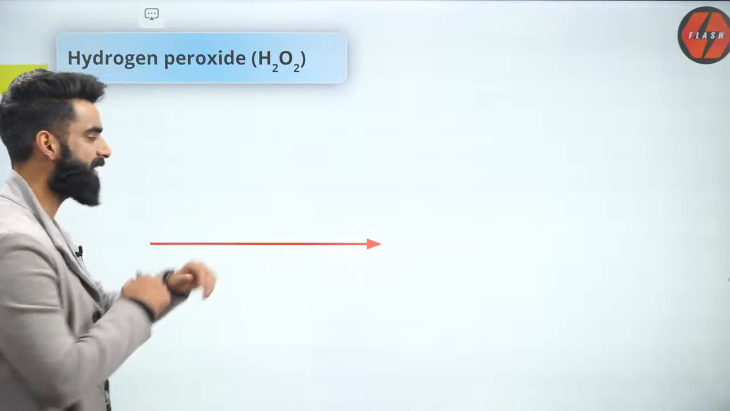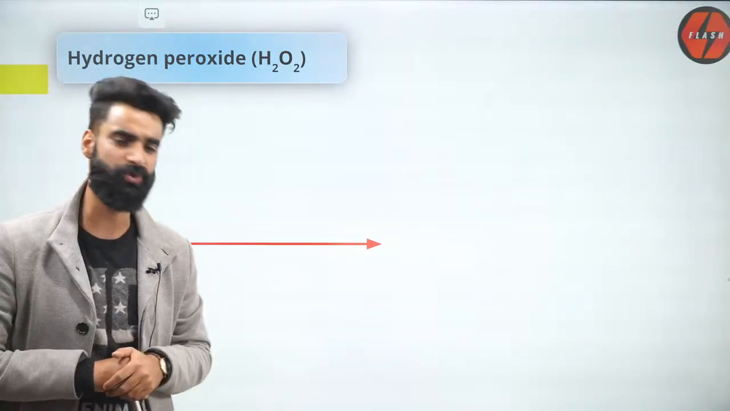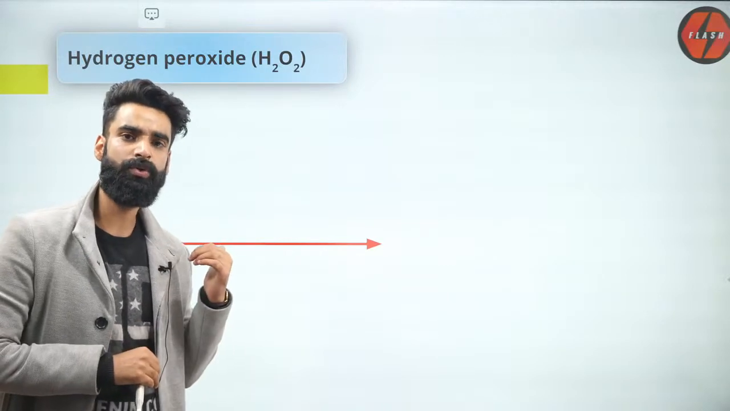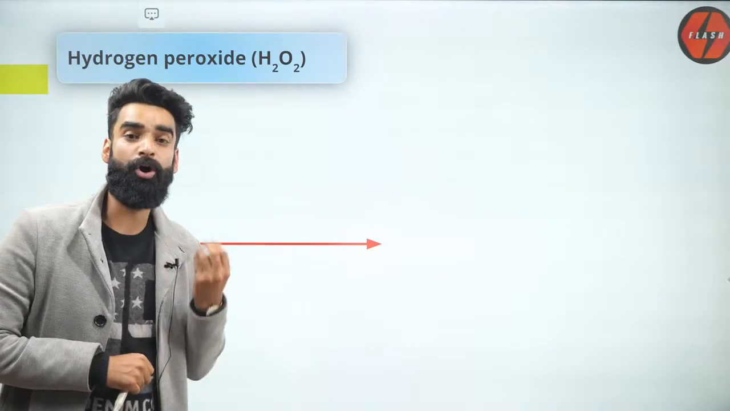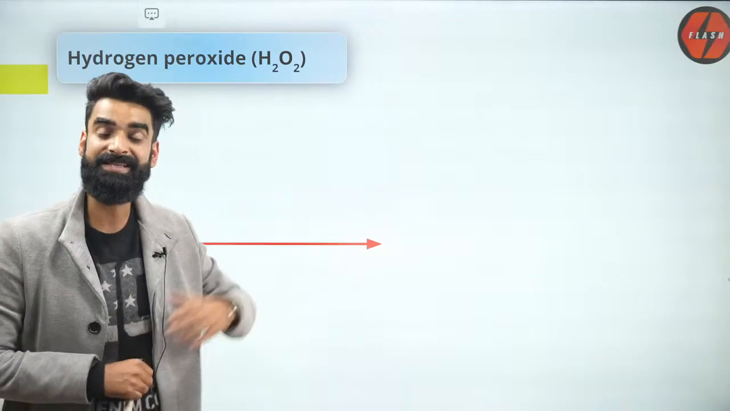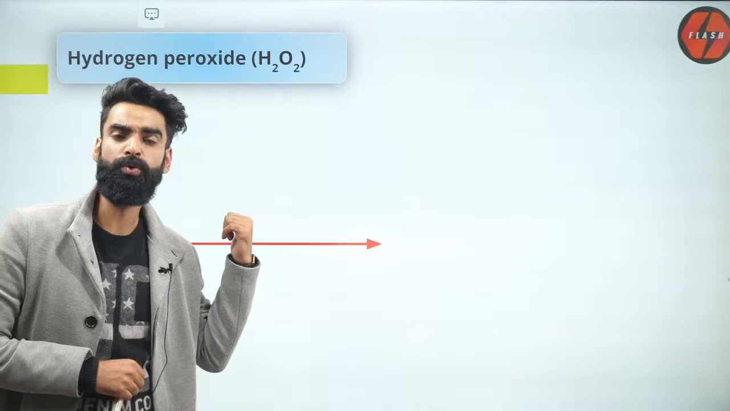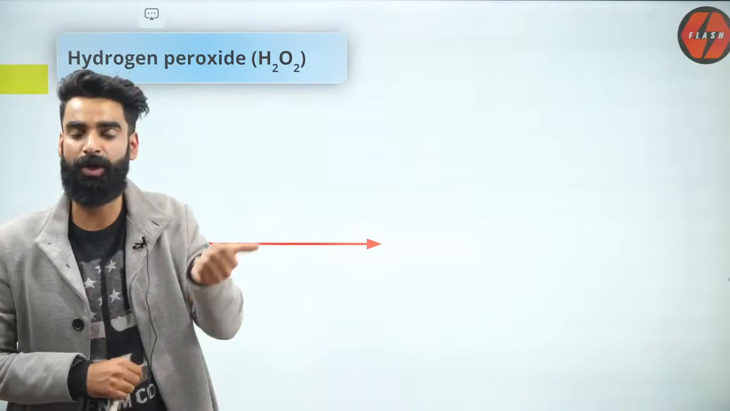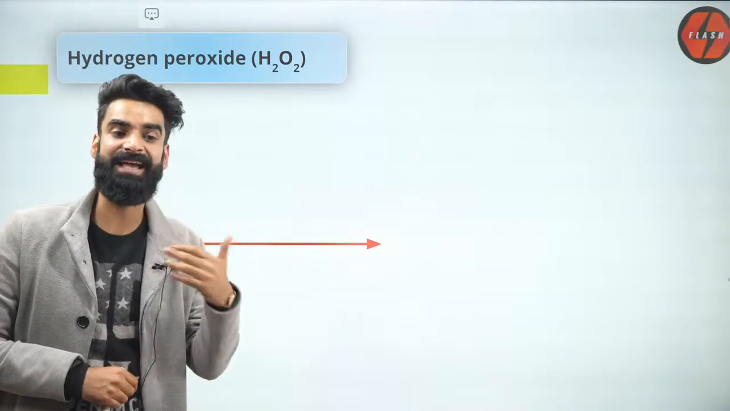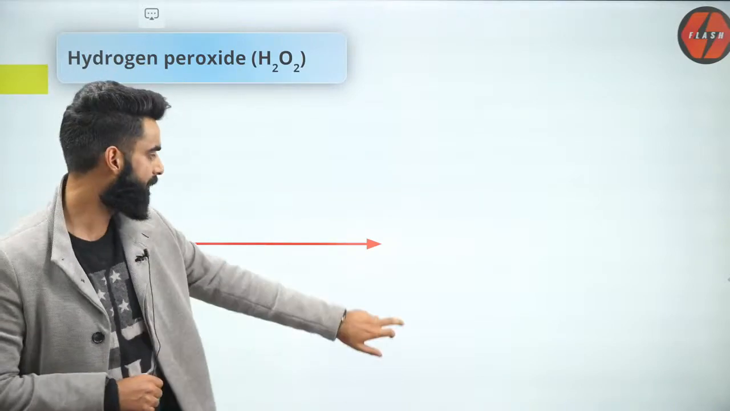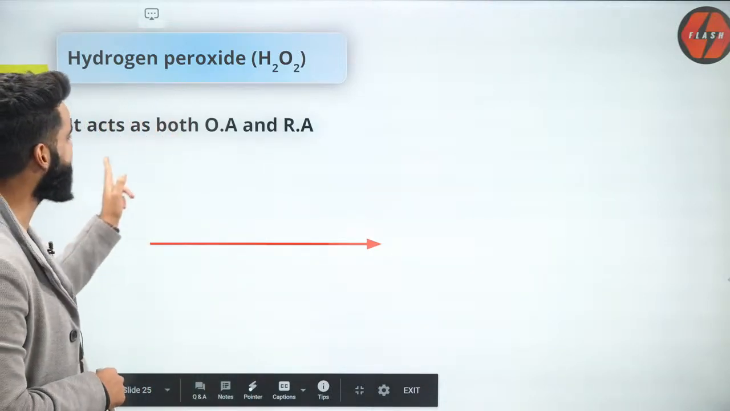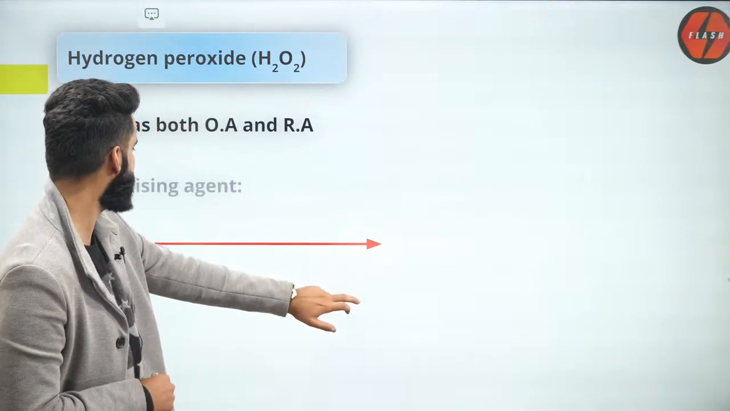Okay, now we have to talk about H2O2. Let me tell you, this H2O2 can act as the oxidizing agent and it can act as the reducing agent as well. In some reactions, this H2O2 acts as the oxidizing agent, and in some reactions, the same hydrogen peroxide acts as the reducing agent. Okay? Now people, just have a look. I told you this hydrogen peroxide acts both as oxidizing and reducing agent.